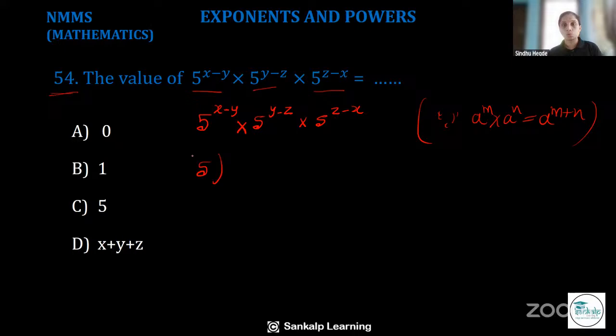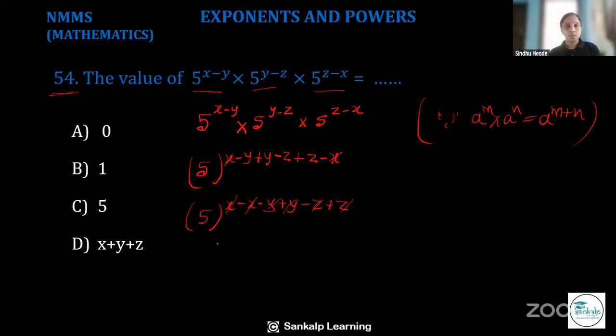The base is the same, that's why 5 raised to: the first term is x minus y, plus the second term y minus z, plus the third term z minus x. Now simplify. We can write similar variables together: plus x and minus x, minus y and plus y, minus z and plus z. Look at their signs. Plus x minus x cancels out, plus y minus y cancels out, plus z minus z cancels out.